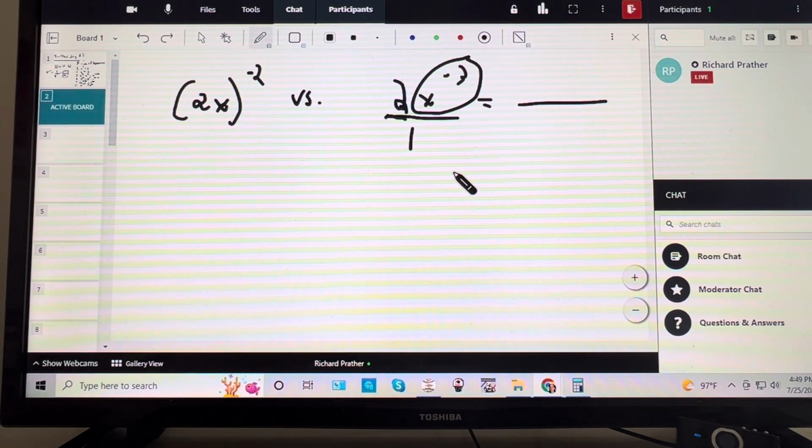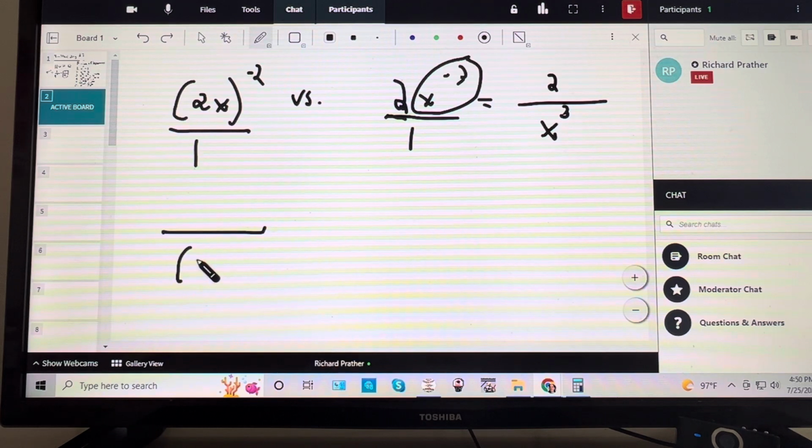The 2 is in the top of the fraction. It does not have a negative exponent, so it stays in the top of the fraction. The x is in the top, but it has a negative exponent, so I move it to the bottom, and that's what makes the negative exponent turn into a positive. This would be the answer, 2 over x to the third, if there were no parentheses. When there's parentheses, then it applies to everything. So the entire 2x drops to the denominator.